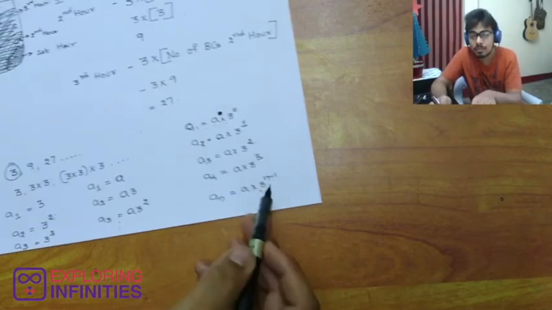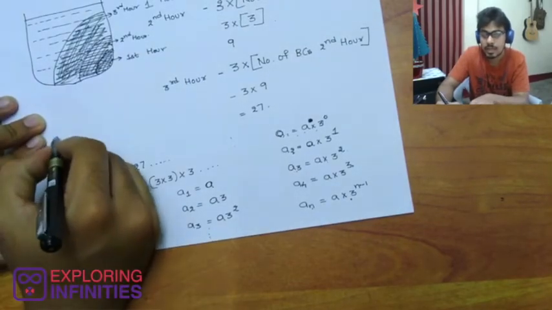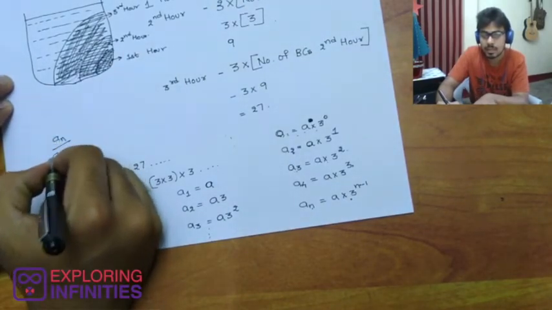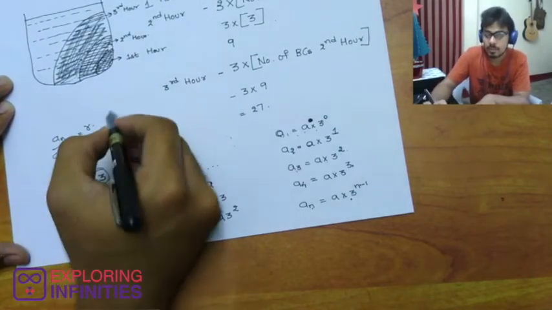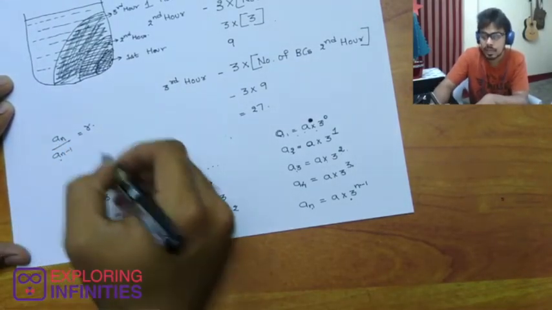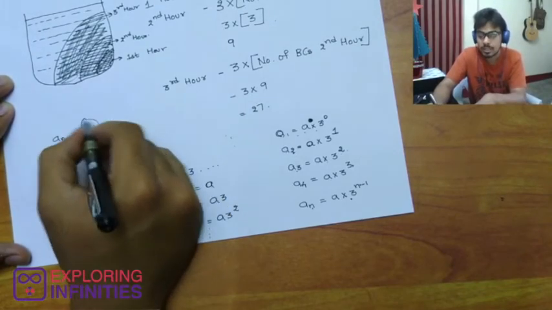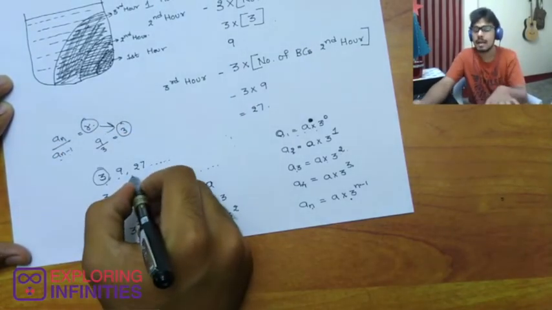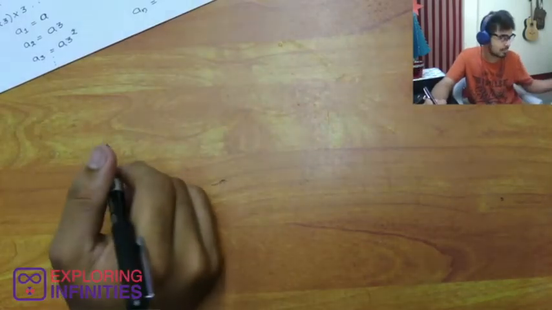And for your surprise, what is 3 here? 3 is the common ratio. And you know how you get the common ratio? An by An minus 1 is the common ratio. What is An? 9. And An minus 1, 3. 9 by 3 is equal to 3. So, the common ratio is 3 in this example. And hence we can write R in the place of 3.